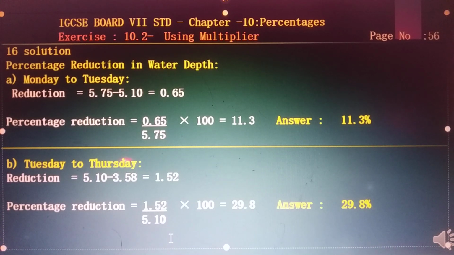0.65 upon 5.75, we are getting 11.3. The final answer is 11.3. For Tuesday to Thursday, the same calculation: the reduction value upon the initial value 5.10, we are getting 29.8%.